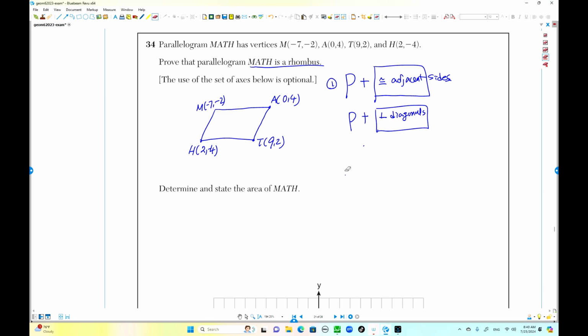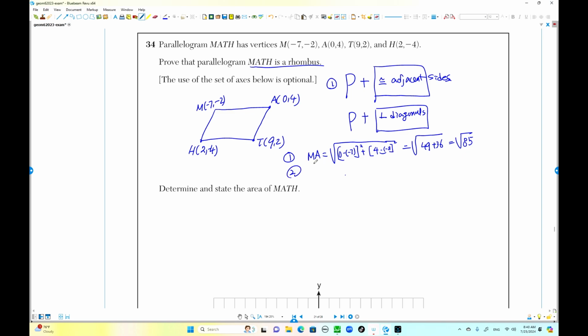the distance MA. MA equals the square root of (x2 minus x1) squared, 0 minus 7 squared, plus (4 minus -2) squared. This equals 7 squared is 49, plus 6 squared is 36, which equals the square root of 85.